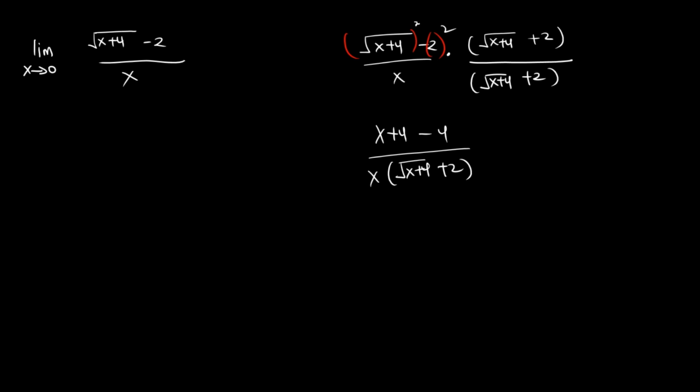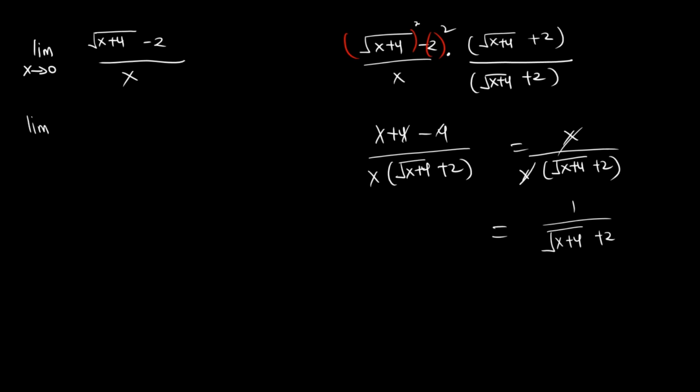So you see that you have 4 minus 4 here, so that's going to give us 0. So you're going to have x over x multiplying square root of x plus 4 plus 2. So this x will cancel out this x, and we are going to have 1 over the square root of x plus 4 plus 2. Okay, so now let's rewrite the expression. So I'm going to have the limit as x approaches 0 for 1 over the square root of x plus 4 plus 2.